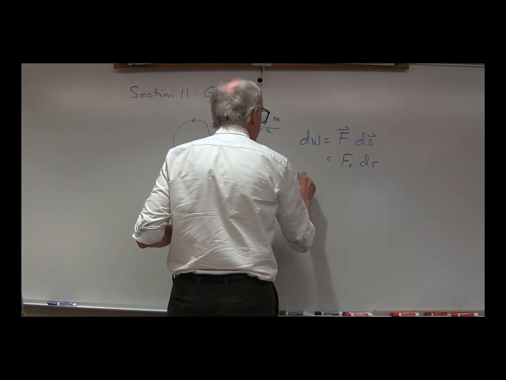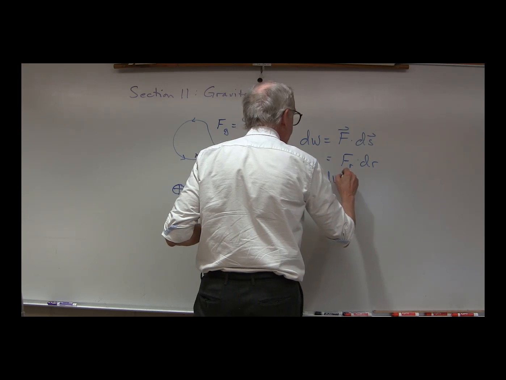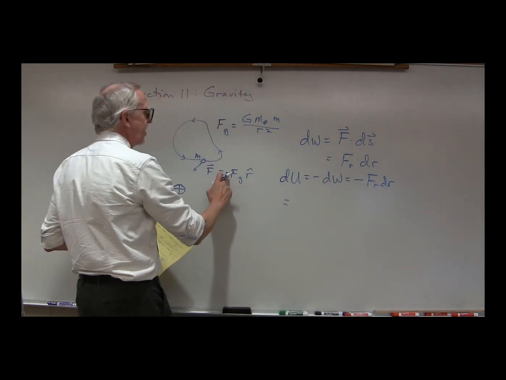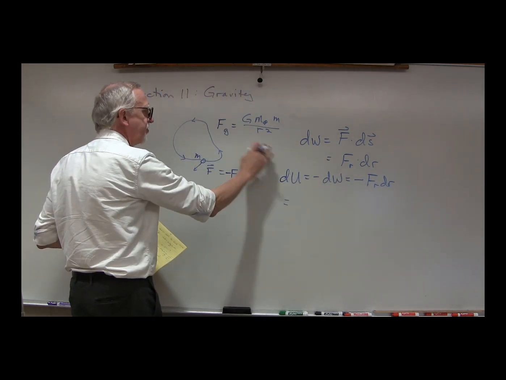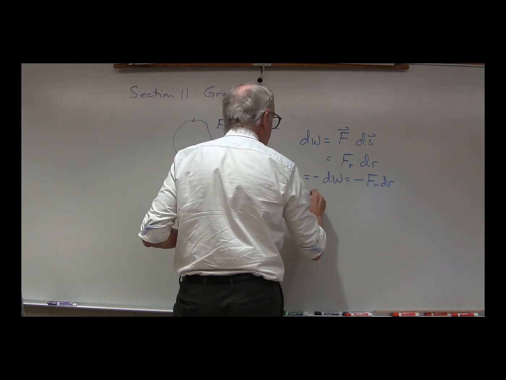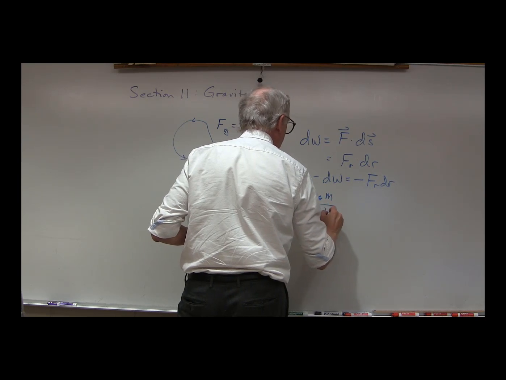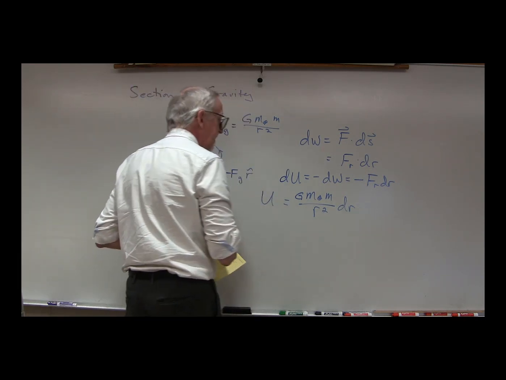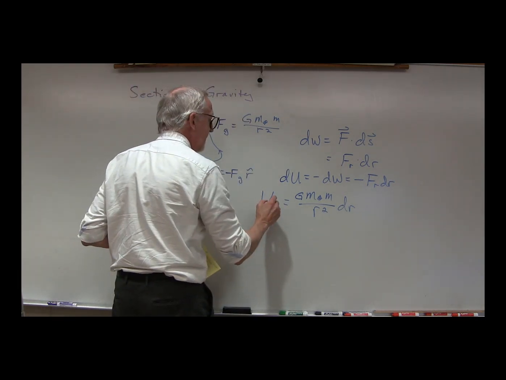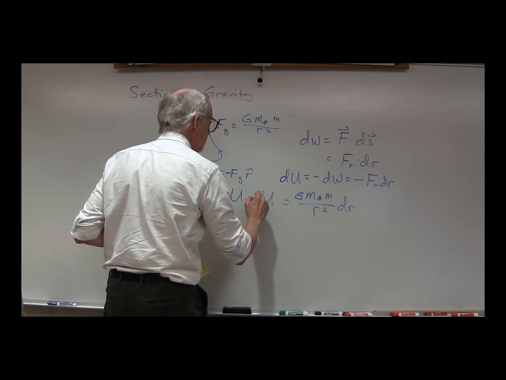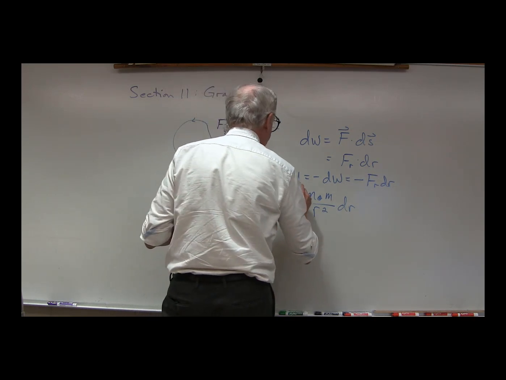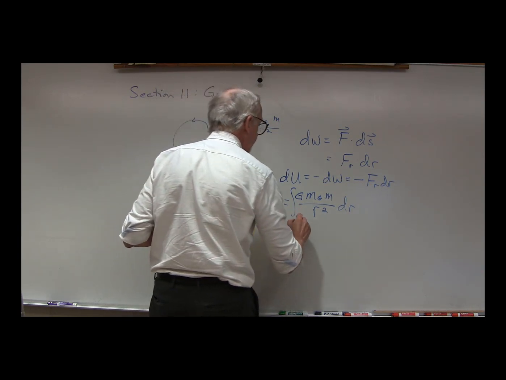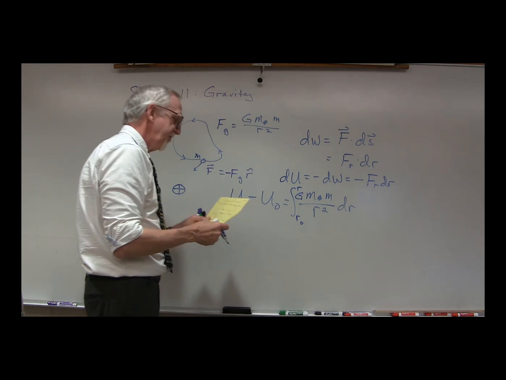We know that dU is equal to negative dW, which is going to be negative F_r dr, which is, well, the radial component is negative Fg, so minus that will be Fg, so this will be G, mass Earth, mass of the object, over r squared dr. And so we can integrate and find that the potential change, in particular, from some initial to final point, so this will be U minus U naught, will be equal to the integral of G mass Earth, mass object, over r squared dr, from our initial radius to our final radius.